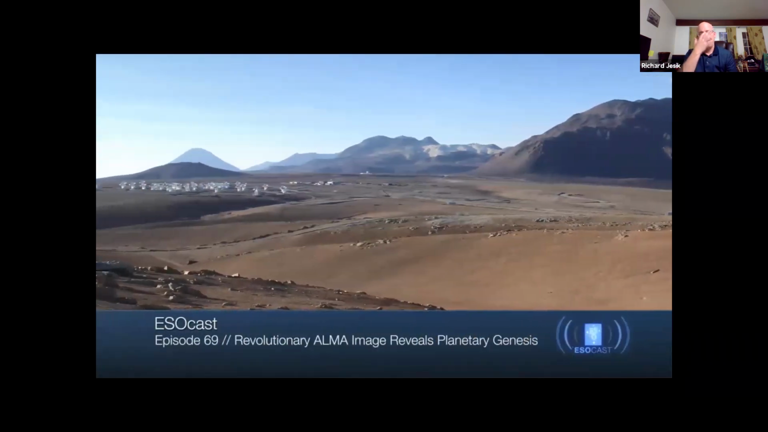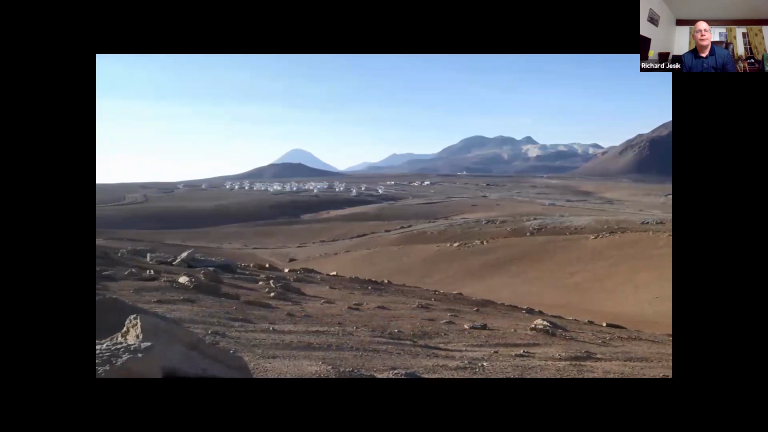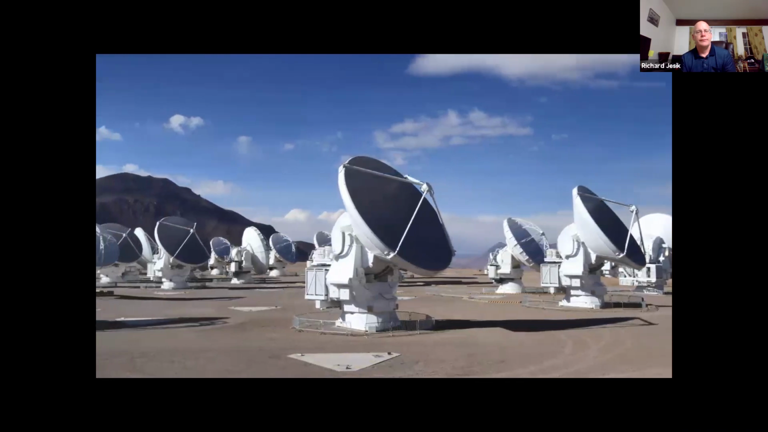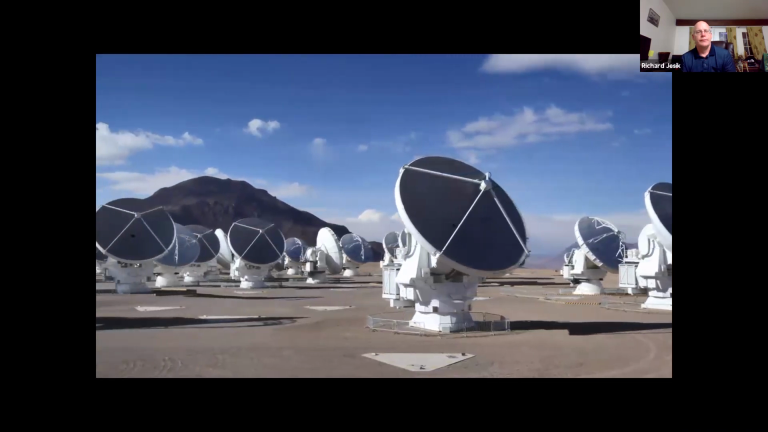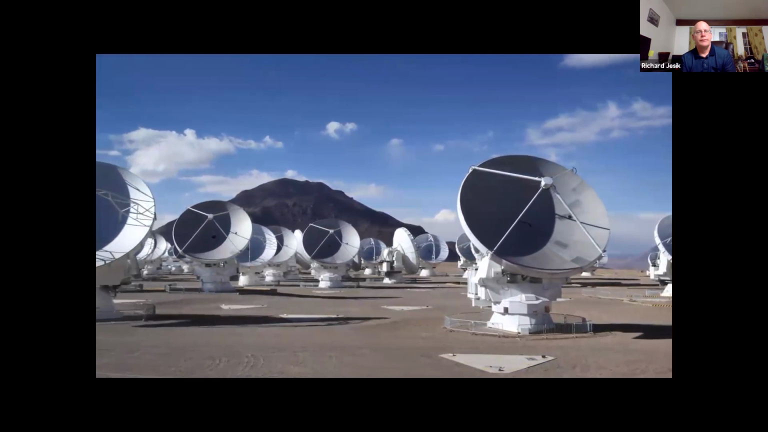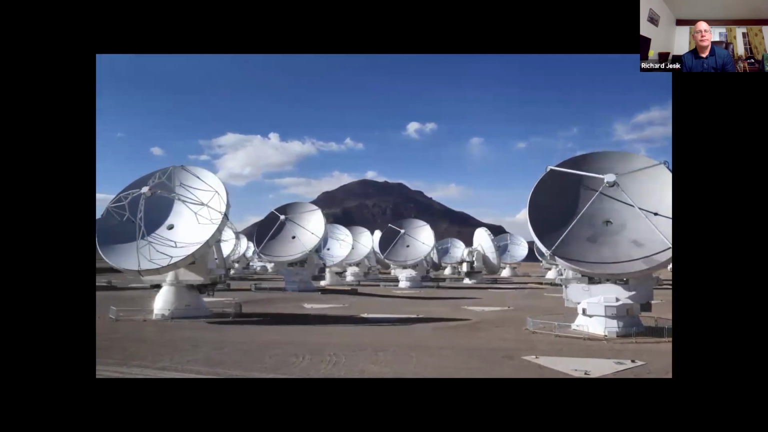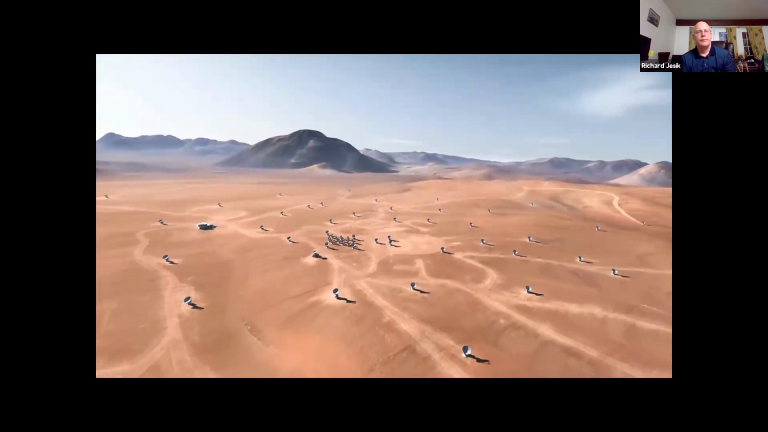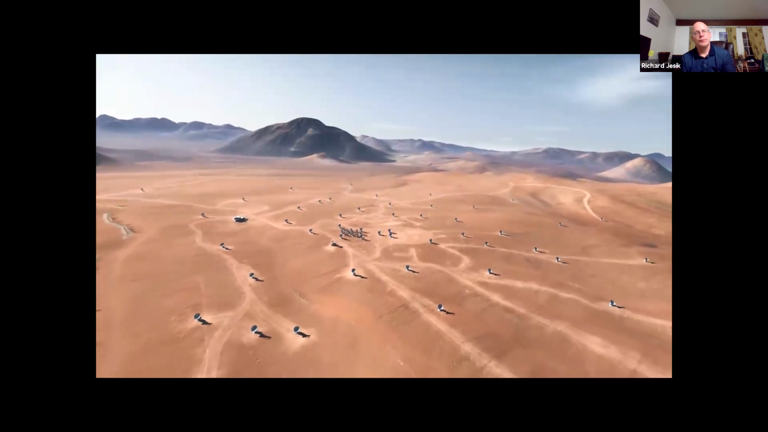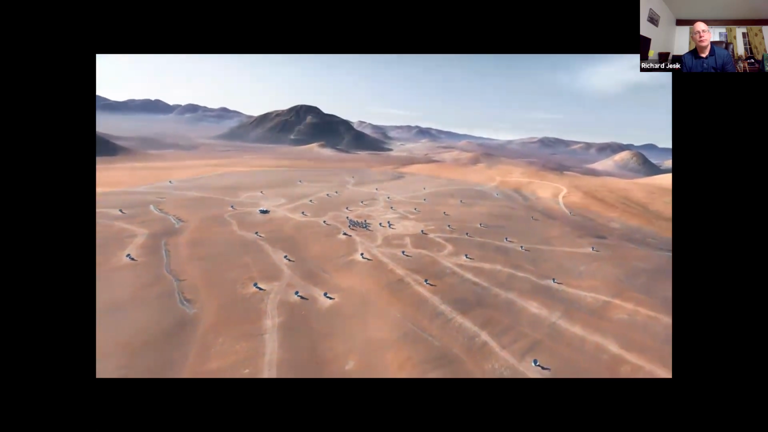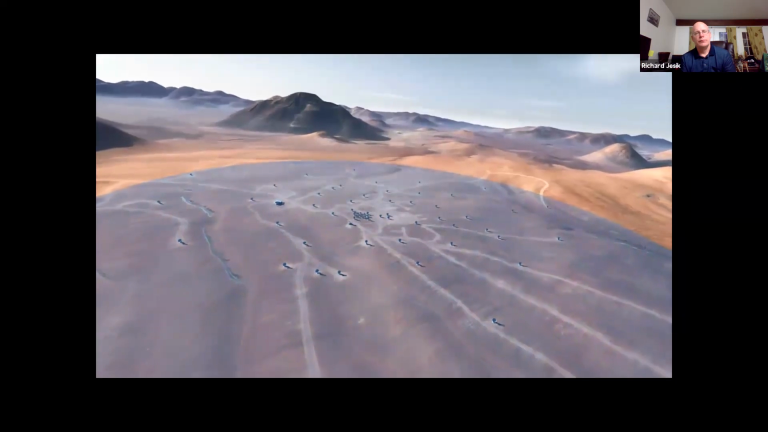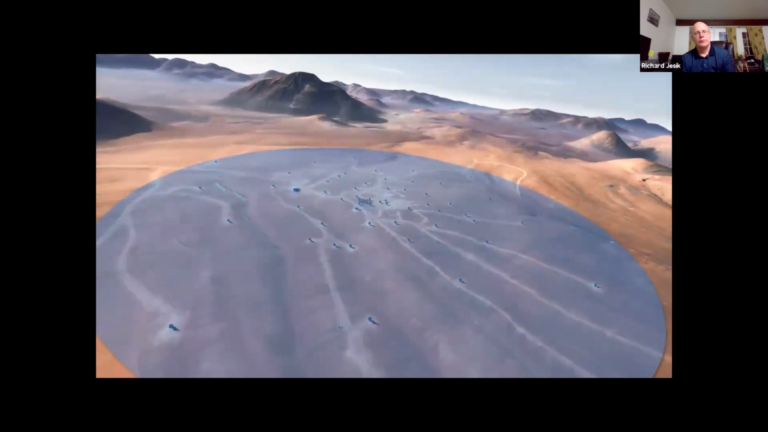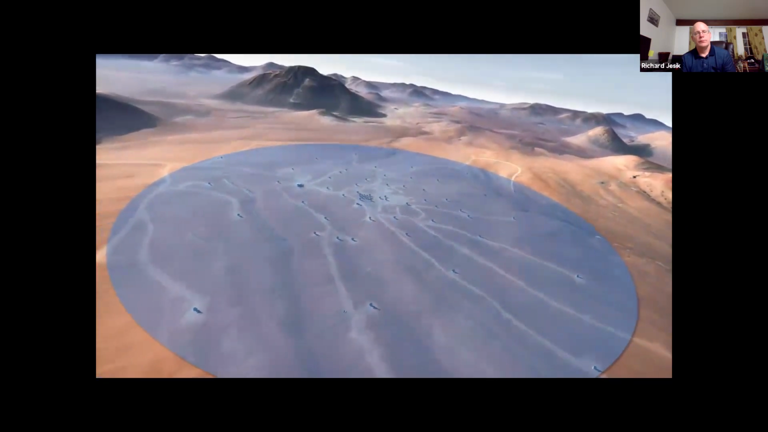ALMA, the Atacama Large Millimeter Sub-Millimeter Array, is the world's most powerful telescope for observing the cold universe. It consists of 66 high-precision antennas that can be placed in different configurations. For the first time, the ALMA array has now been configured with the antennas up to 15 kilometers apart. This is close to the maximum possible baseline of 16 kilometers and allows ALMA to discern much finer detail than has ever been possible up to now.